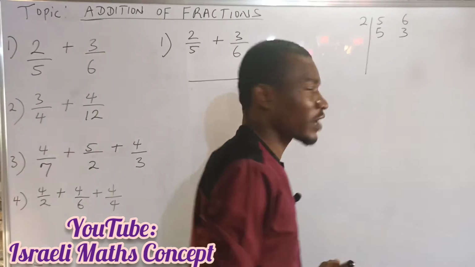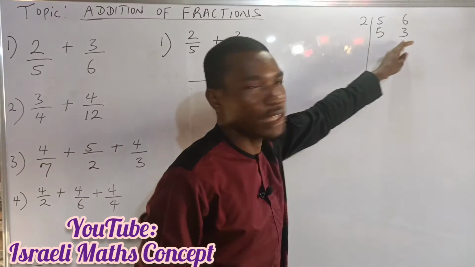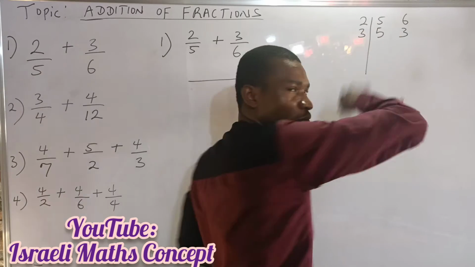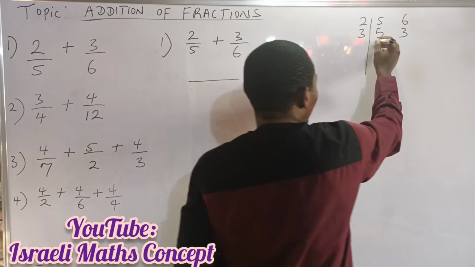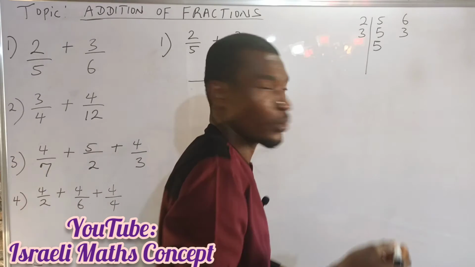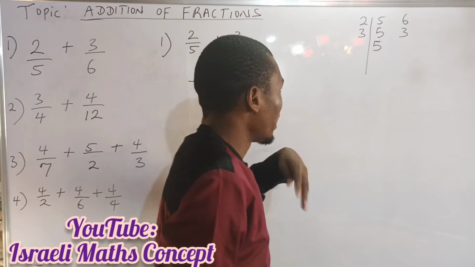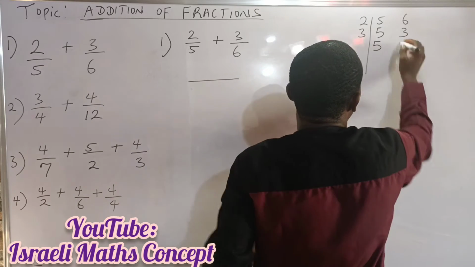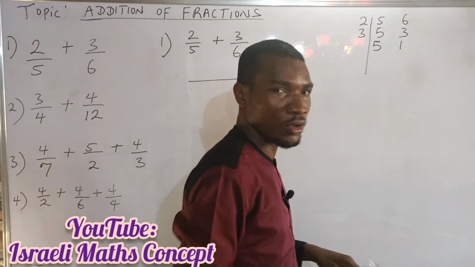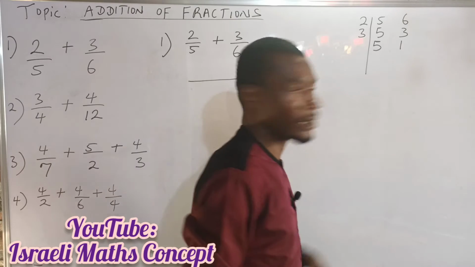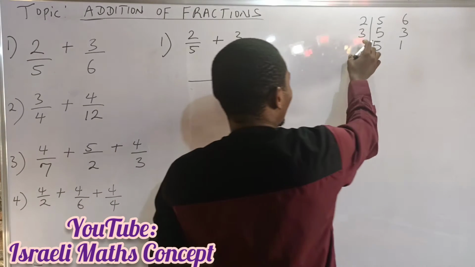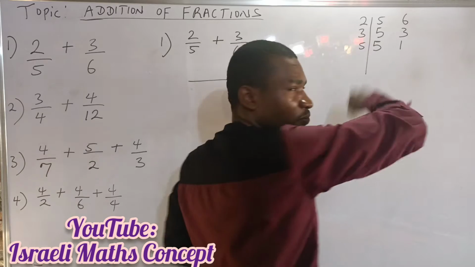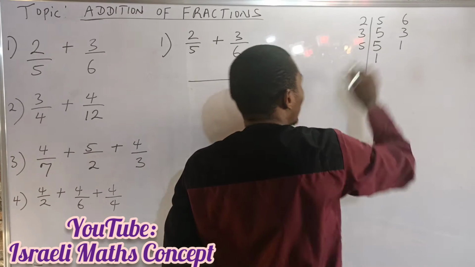Then the smaller factor again that can divide these two terms is just 3. But 3 cannot go into 5 without remainder. Hence, we bring down 5 because we still have remainder when 3 divides 5. Then 3 divides 3, we have 1 because it's only 1 three that will go into 3. The next factor that can divide is 5. And then 5 divides 5, we have 1.